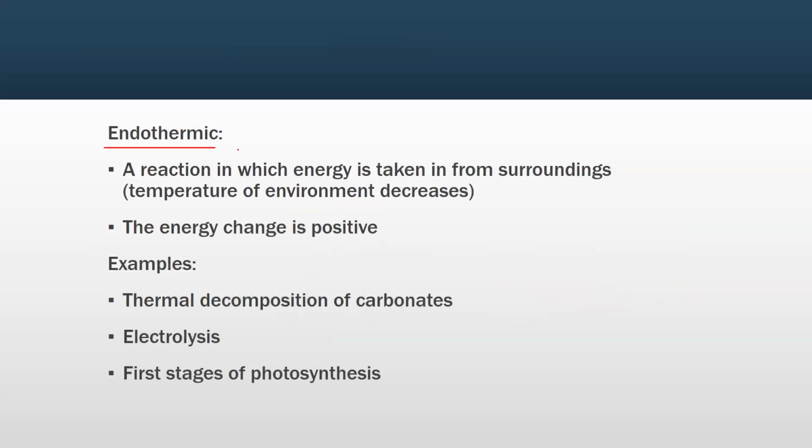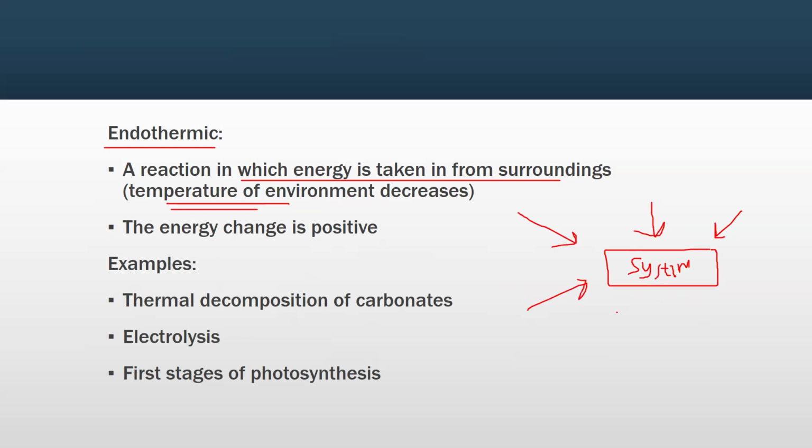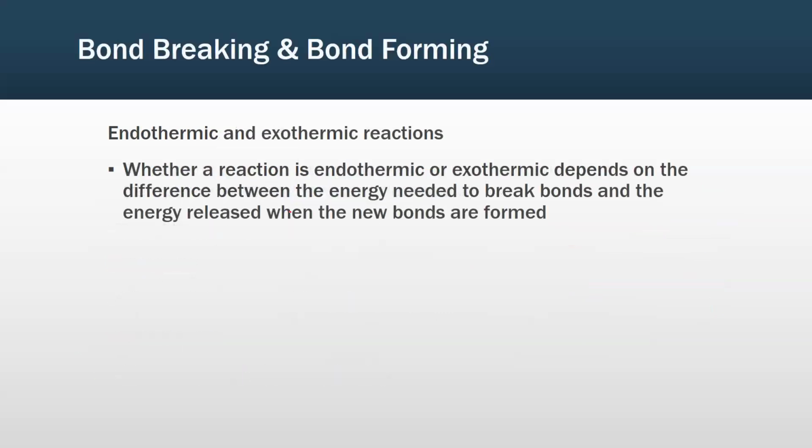Whereas in an endothermic reaction, a reaction in which energy is taken in from the surroundings, the temperature of the environment decreases. That means if this is the system, now in endothermic reaction, heat energy is being taken in. When heat energy is being taken in, this means that the temperature of the surroundings is decreasing and the energy change will be positive. For example, thermal decomposition of carbonates, electrolysis, and some stages of photosynthesis as well.